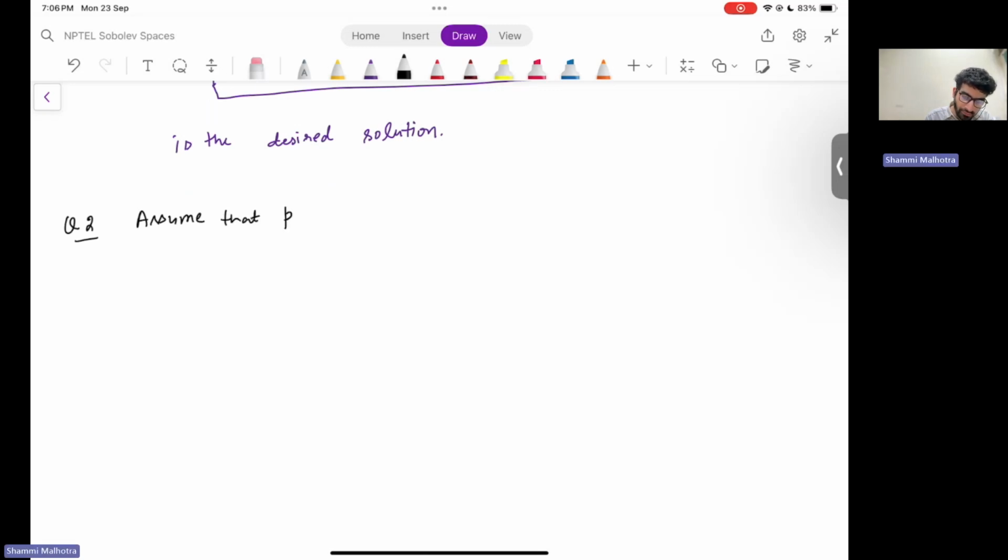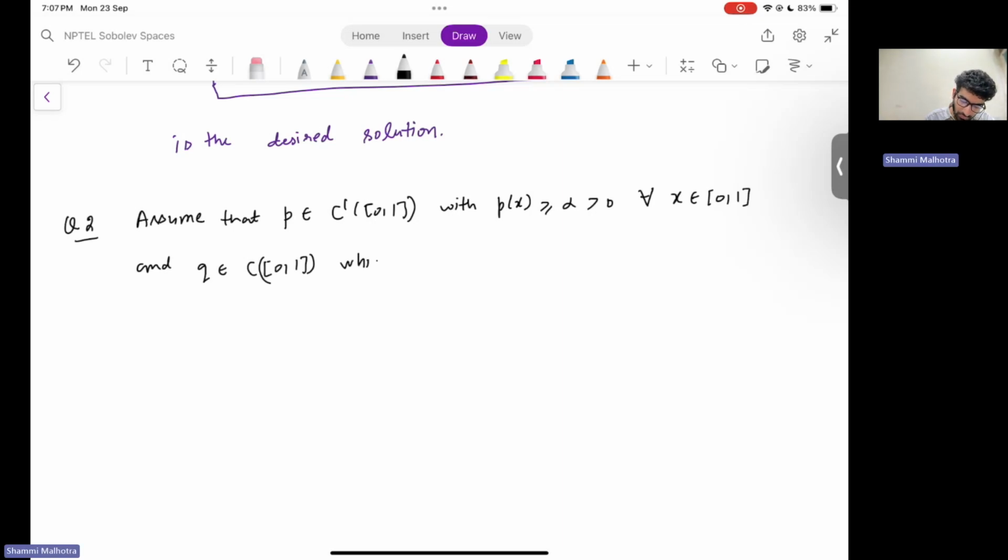So assume that P belongs to C1 of [0, 1] with P(x) greater than or equal to alpha, which is positive throughout our interval [0, 1]. And I'm taking Q to be another continuous function over the interval [0, 1] with Q(x) non-negative, again for all x in our domain. And I let v0 be any C2 solution.